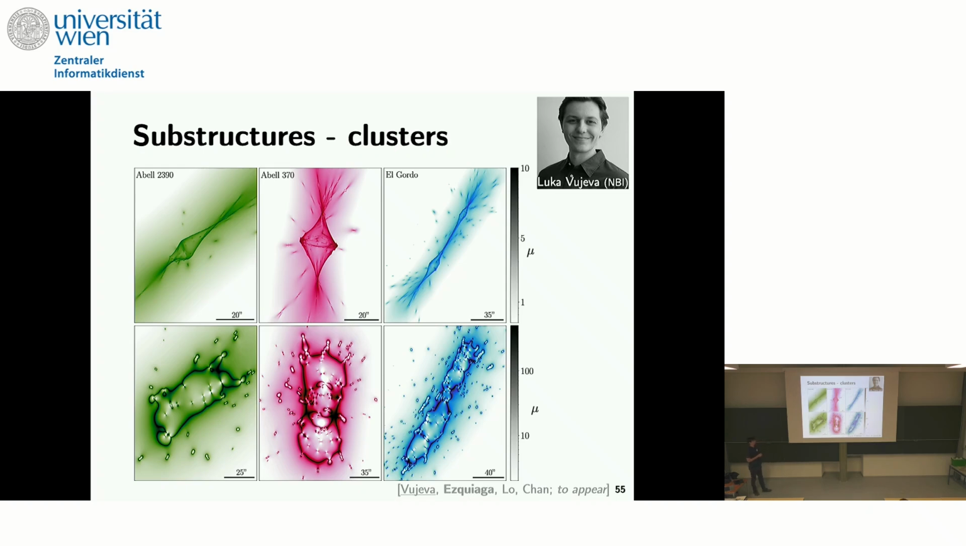So this is, for example, the 3 different clusters of galaxies, and these are the magnification maps in the image plane and the source plane. This is the source plane, this is the image plane for the 3 of them. And you see that these systems are rather complex and definitely not a sphere.